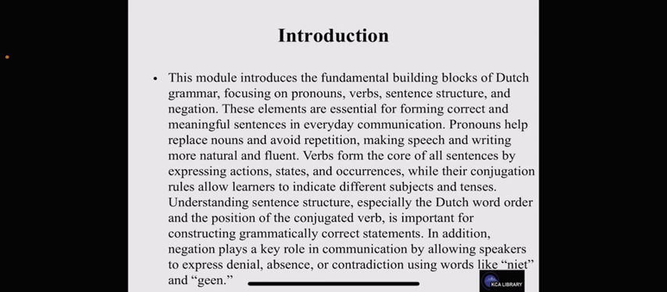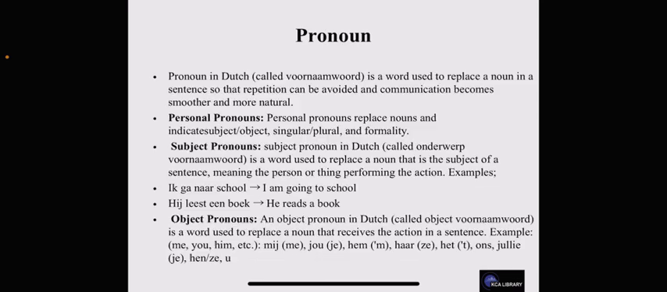Understanding sentence structure, especially the Dutch word order and the position of the conjugated verb, is important for constructing grammatically correct statements. In addition, negation plays a key role in communication by allowing speakers to express denial, absence, or contradiction using words like niet and geen.